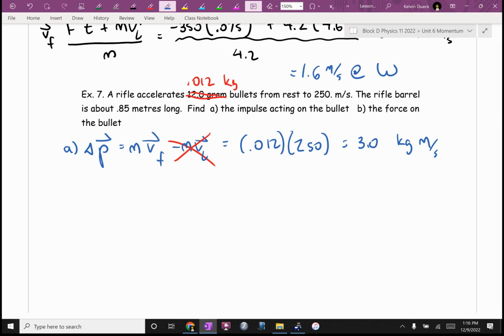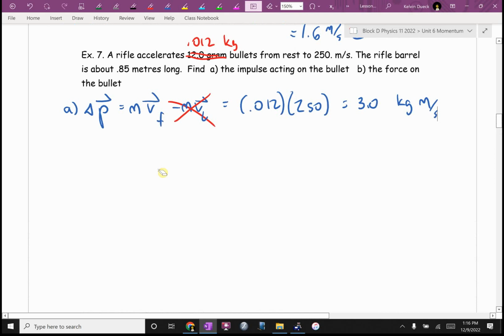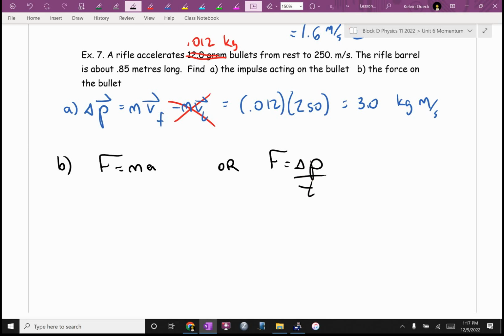Keep going. What does B want me to find? Write down part B, and then I'm thinking either this or this. I can get the F by itself in the impulse equation, divide by T. Here I would need T, then I could drop this down. Here, what do I need? And so honestly now, we're kind of halfway through both.